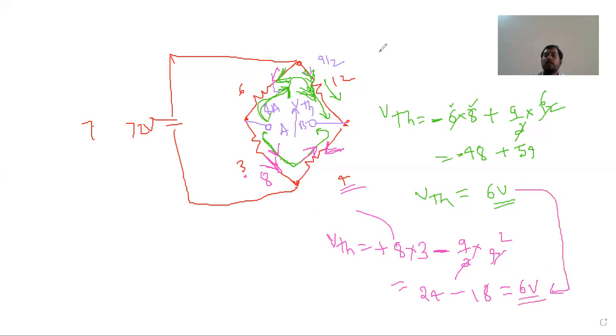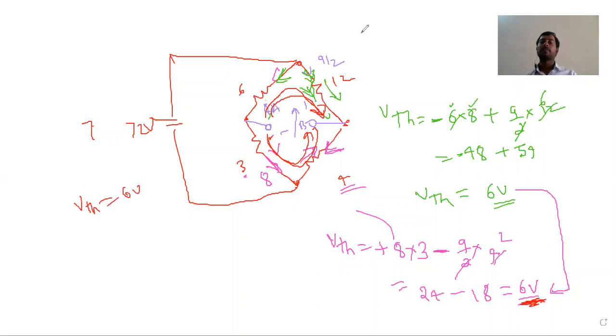Whatever path you take from A to B, the answer will definitely be the same. In this direction we got 6 volts, and in this direction from A to B also. There are two paths from A to B, and in both paths the voltage will be the same, so we can proceed in any manner. Finally, we got VThevenin as 6 volts in both directions.